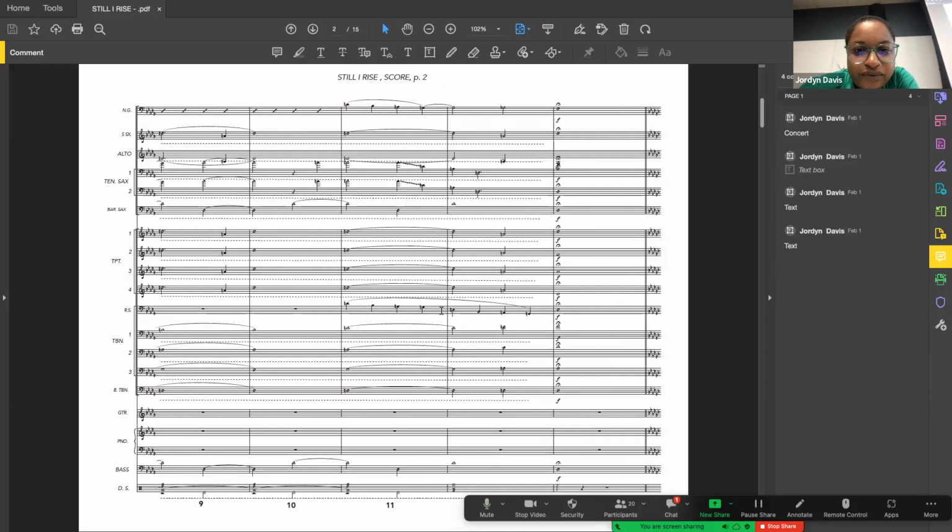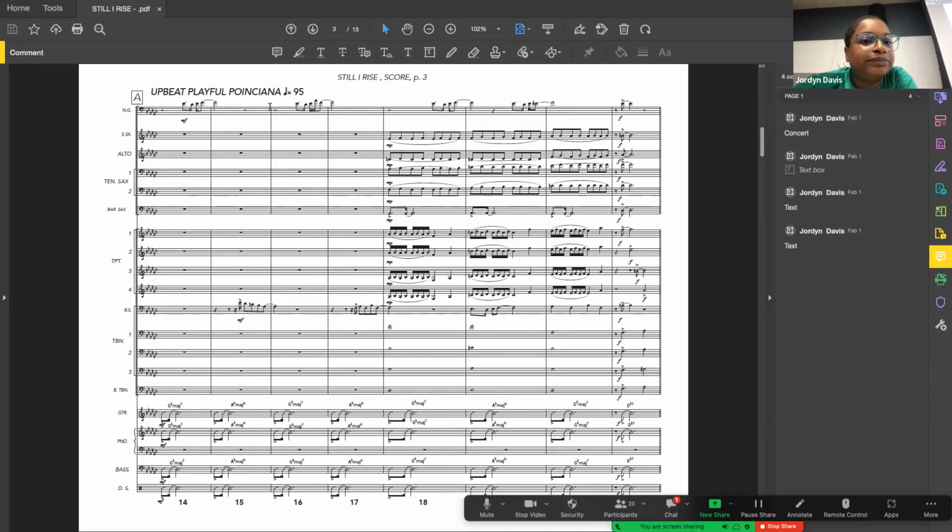So we had this intro. And this is the section where the groove comes in. And for those of you who don't know what that groove was called, it's called a poinciana. It was kind of this weird mallet muted type of low-key swing vibe. It's called poinciana. So you indicate that in the score.